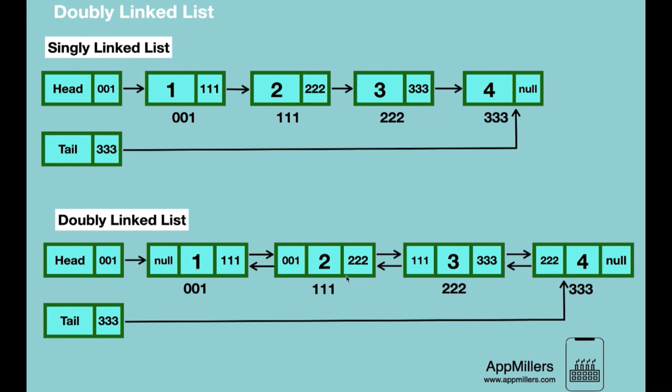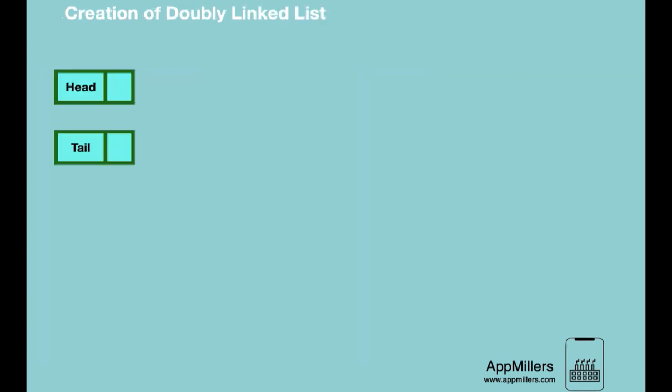Now let's see how we can create a double linked list. The first thing that we are going to do here, we need to create head and tail references, and then we will create a blank node. Then after creating a blank node in memory, we assign a value to this node. Let's say the value of this node is 5. Since it's the only node in the list, the previous and next references will be null.